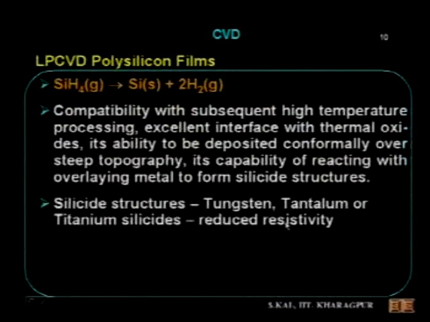The LPCVD polysilicon films are used for silicides also. So now the silicide structures: just now I mentioned tungsten, tantalum or titanium silicides, which reduce the resistivity of the film. Polysilicon itself has high resistivity, but with metal film, if silicides are formed, its resistivity will be lower.